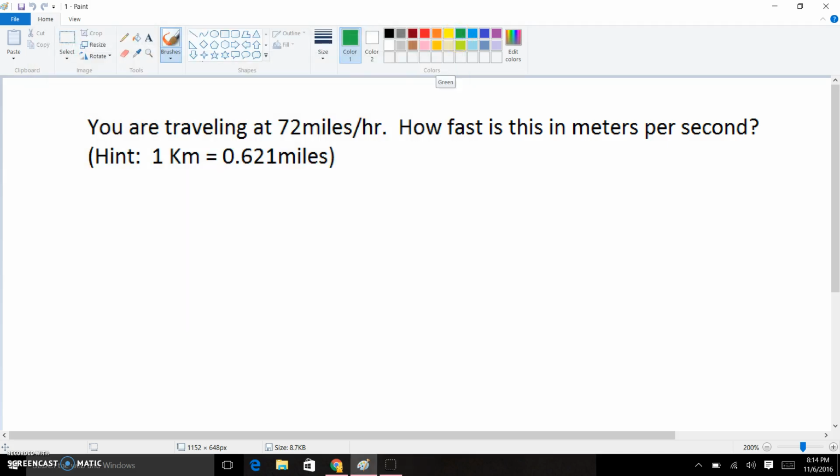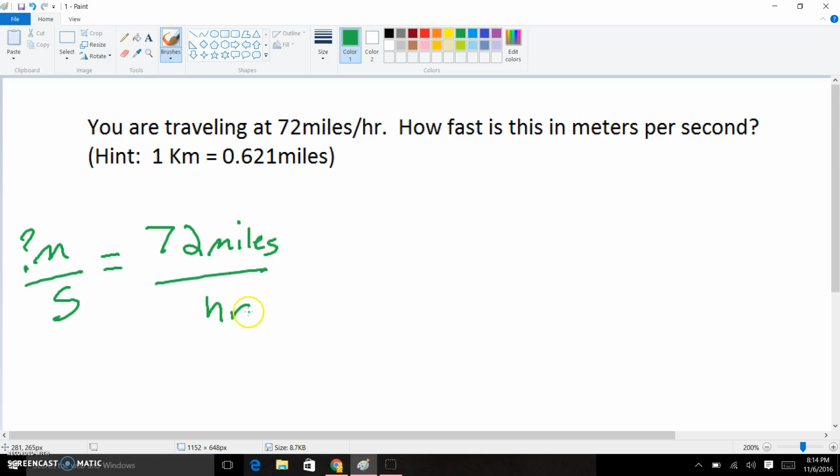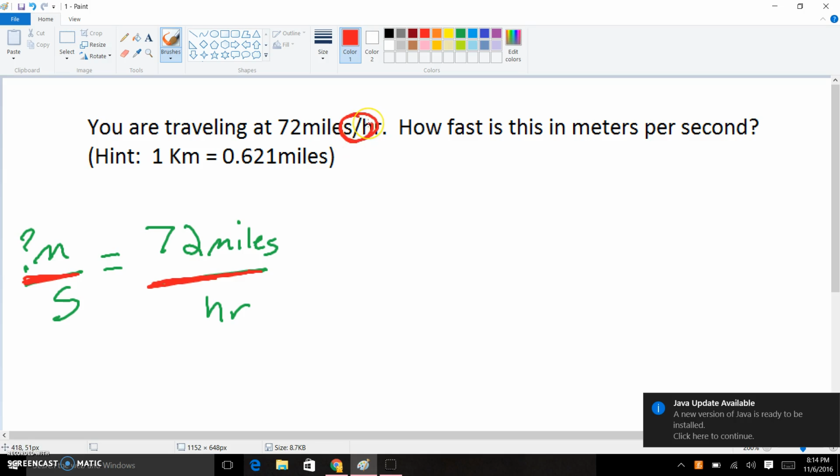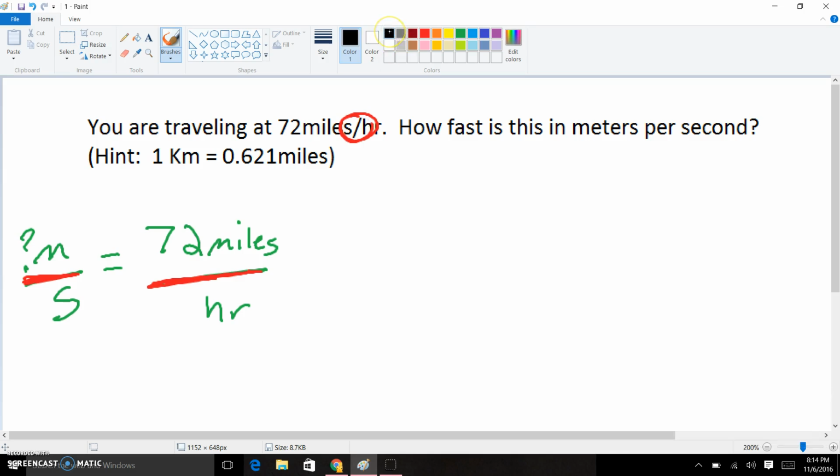So the question is, you're traveling 72 miles an hour. How fast is this in meters per second? Meters per second equals, and that's where you put the number I give you, 72 miles per hour. Now notice how I wrote this. I made the division line up and down. You don't want to do it this slanty way, because that's not going to be helpful at all. We want to do it in the up and down way, so you have a top and you have a bottom.